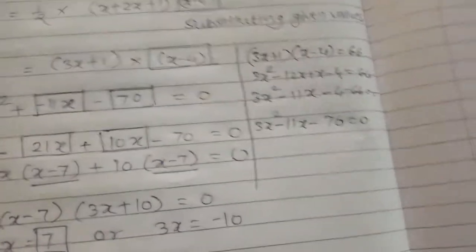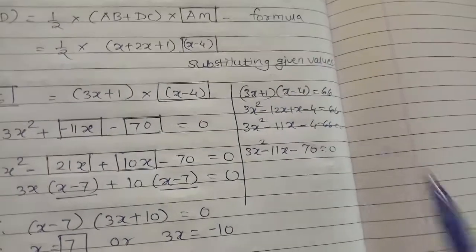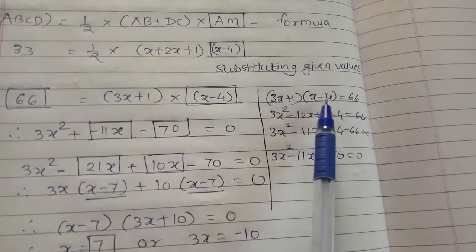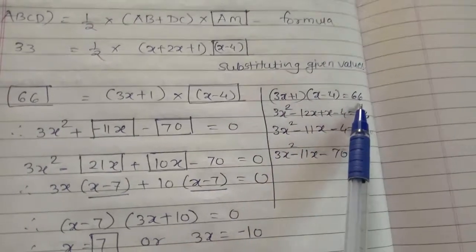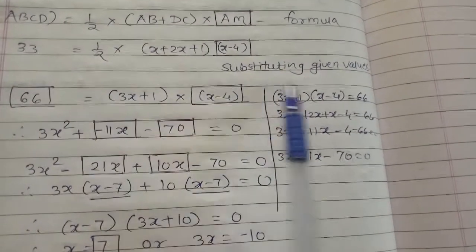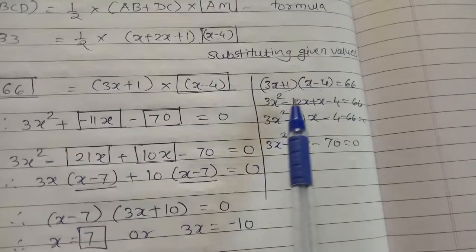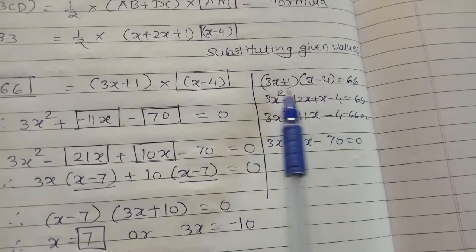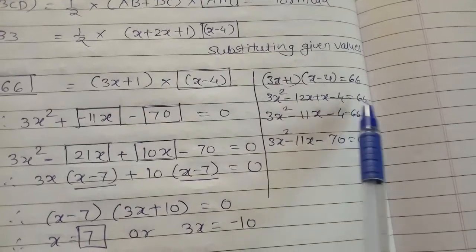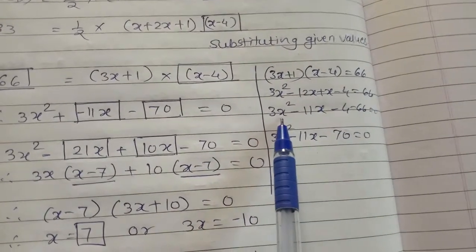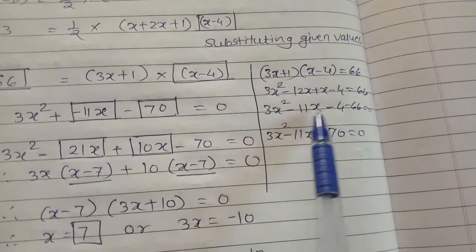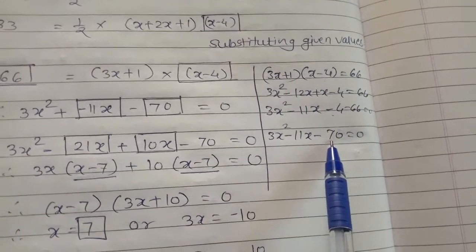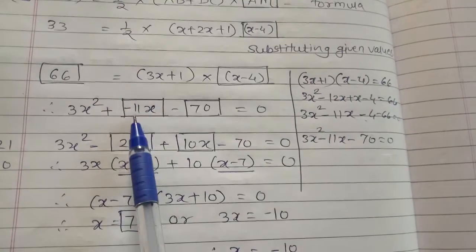Yes, now see how we get this one. Just I write this in a simple way, that is in first bracket 3x plus 1 and in second bracket x minus 4, which is equal to 66. And here I solve this. So 3x square, taking the product of this one, minus 12x plus x minus 4 is equal to 66. So 3x square, the answer of this one is minus 11x, minus 4 minus 66 is nothing but the 70. And we put this value in here in the brackets.